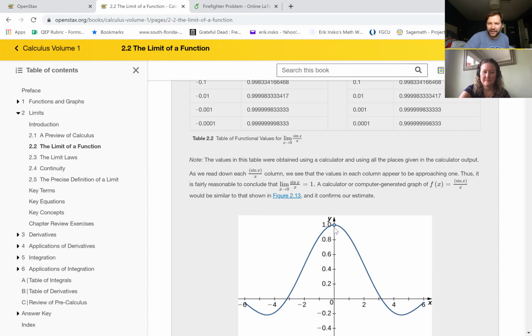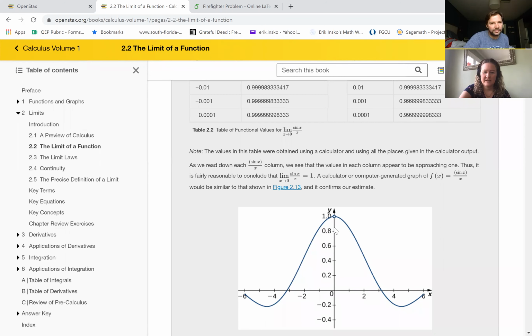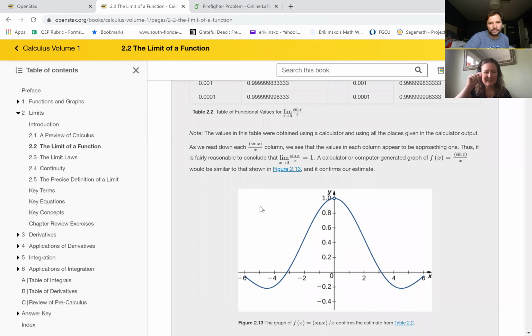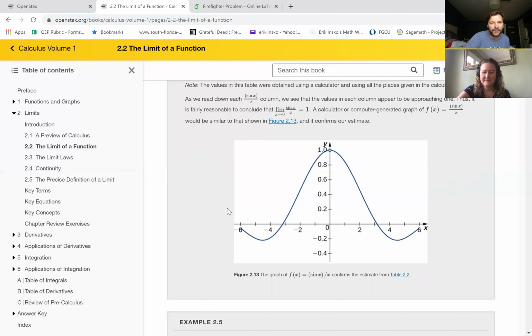Do you have anything you want to add there? No, I think that's good. If you were going to try to fill in that point so that it looks like a smooth function, you would put in the value 1. You'd just color in that hole, right? Right, that's a good point. That's what's called a removable discontinuity, which is getting ahead of ourselves.